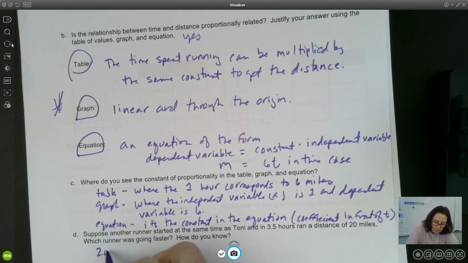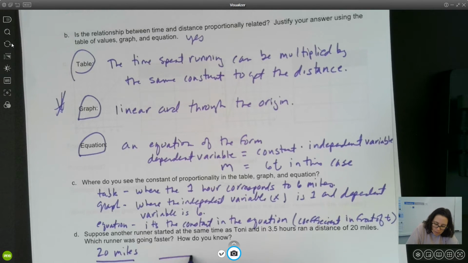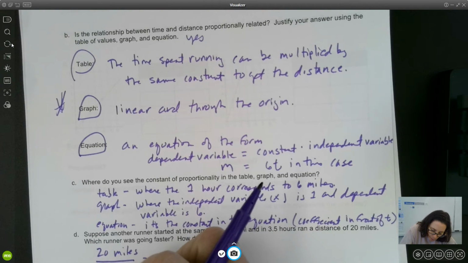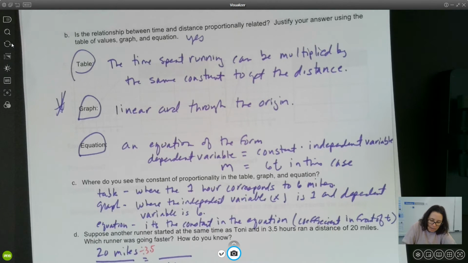So 20 miles. This kind of goes back to the beginning of the module. 3.5 hours. And we want that to be equal to 1 hour. Okay, so we're going to divide this. Divide by 3.5 here and here. And if you do that, you get roughly 5.714 miles per 1 hour.